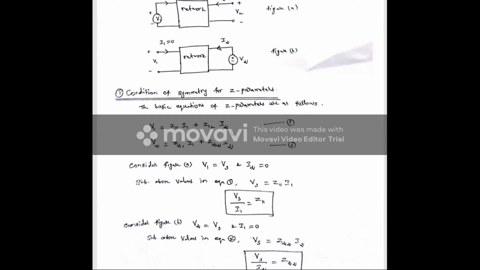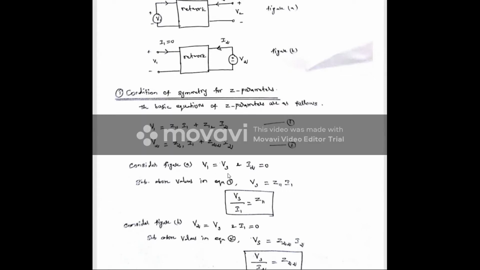For that, first you have to take the Z parameter equation. You know what is Z parameter equation? The input voltage and output voltage can be written as a function of I1 and I2. So V1 equal to Z11 I1 plus Z12 into I2. V2 equal to Z21 I1 plus Z22 into I2. Okay, so this is the equation.